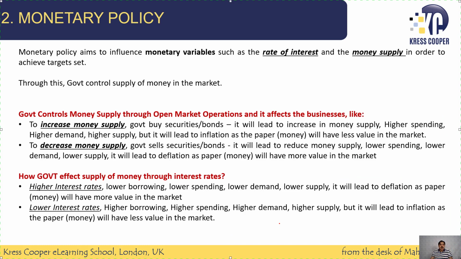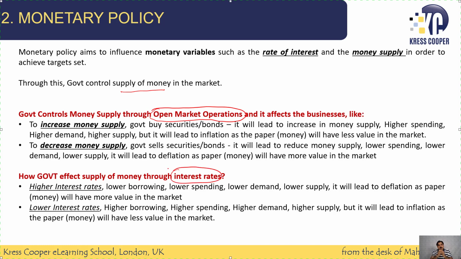Monetary policy. Monetary policy aims to influence monetary variables like rate of interest and money supply in order to achieve the set targets by the government. Through this, government controls supply of money in the market. To control the supply of money in the market, government is usually applying two types of tools. One is open market operations, and the second is interest rate.